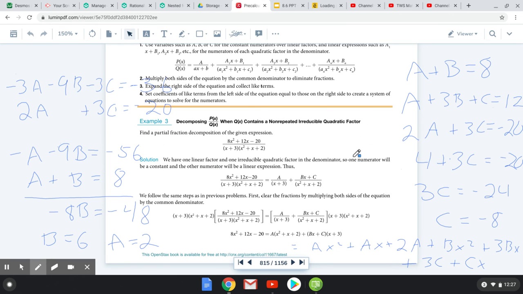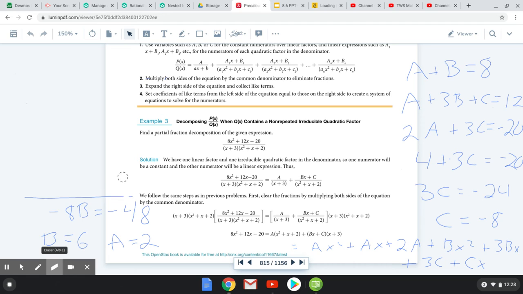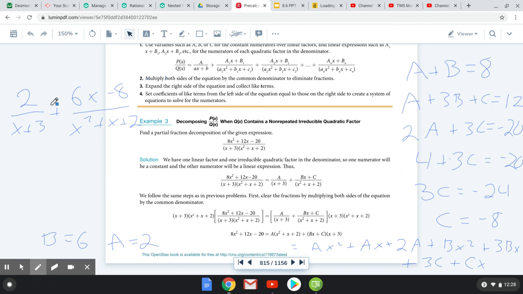Sorry, it kind of is a mess. Once we have all of our solutions, all we need to do is write them in our fraction format for our final answer. So I'm just going to make myself room so that I can actually do that. So A was 2, so we have 2 over x plus 3 plus bx plus c, so 6x minus 8 over x squared plus x plus 2. So this would be my final answer.